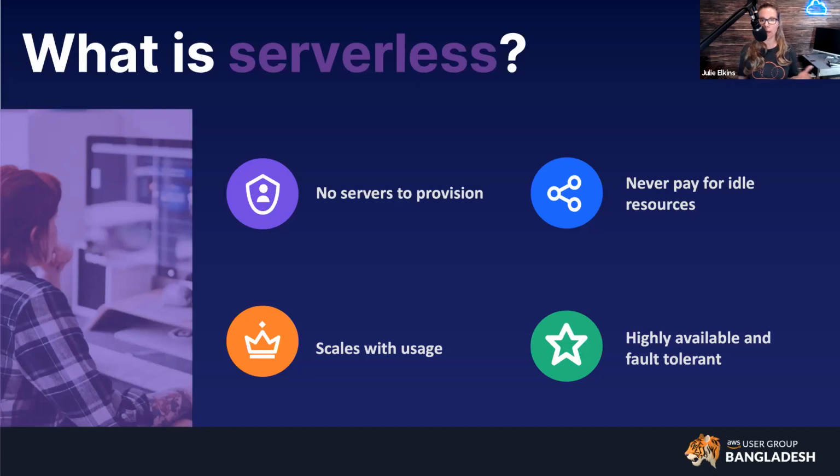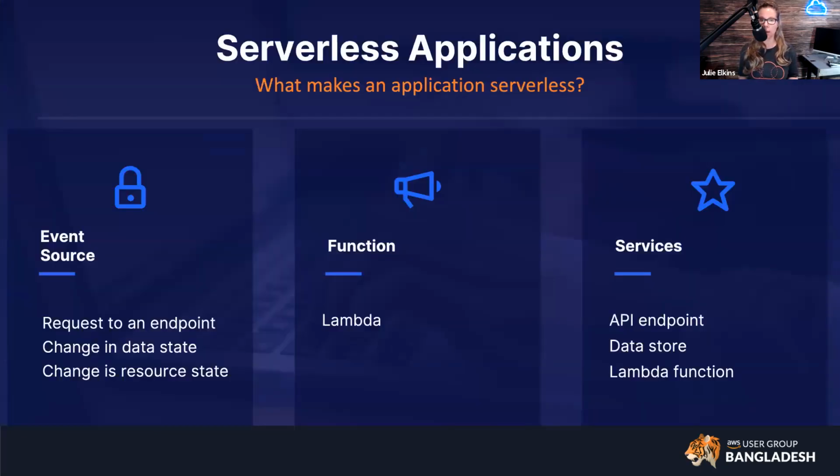Okay, so what makes an application serverless? Typically, a serverless application will be made up of three parts. First, an event source, and simply put, events are things that trigger your functions to run. An event could be a request to an endpoint, a change in your data state, or a change to your resource state. Then second, we have functions or function. And here we're talking about AWS Lambda. And then third is services, or what is Lambda talking to? That service could be an API endpoint, a database, a data store, or maybe the function performs a calculation or action without needing to interact with that service. That's really common as well.